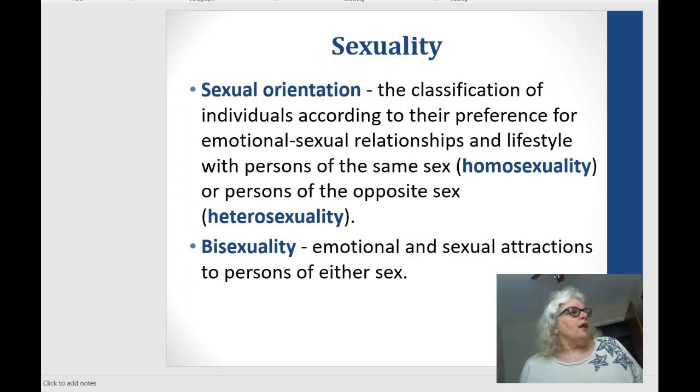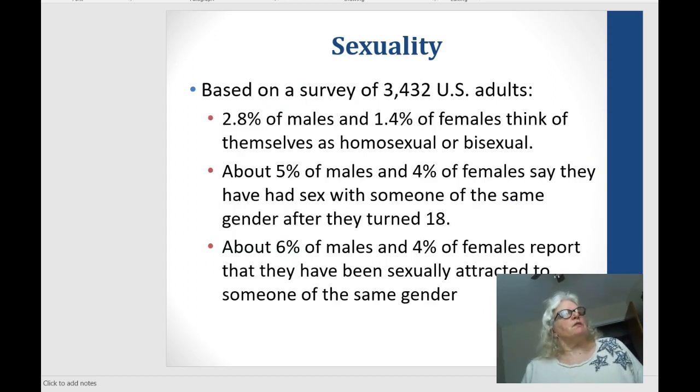This particular area is so in-depth. We offer the course on sex and gender every other fall, which goes into it at a much deeper level than we're touching on here. But based on a survey in the U.S., about 2.8% of males and 1.4% of females think of themselves as homosexual or bisexual, and about 5% of males say they have had sex with someone of the same gender after they turned 18. So we have some idea that this is a small percentage of the population. So why is it a social problem?